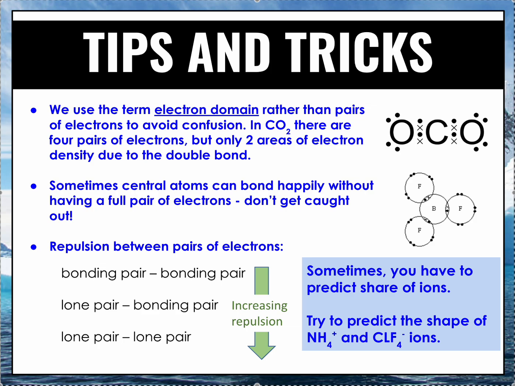Sometimes the central atom can bond happily without having a full pair of electrons, so don't get caught up in the confusion of things. And then you also have to know repulsion between pairs of electrons. Bonding pair and bonding pair, there is no repulsion. It's going to have the angle that you have and know. Now, if we add lone pairs to the bonding pairs, then it's going to increase repulsion and therefore decrease the bond angle. And then if you have lone pair against lone pair, it's going to again increase the repulsion and push on the species that are bonded.